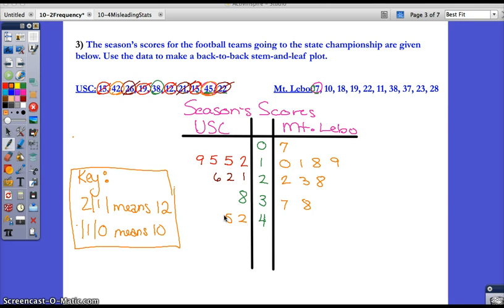So I'm good. Notice, make sure you added your key for that side of the stem and leaf. Always check for your title and your key before moving on.